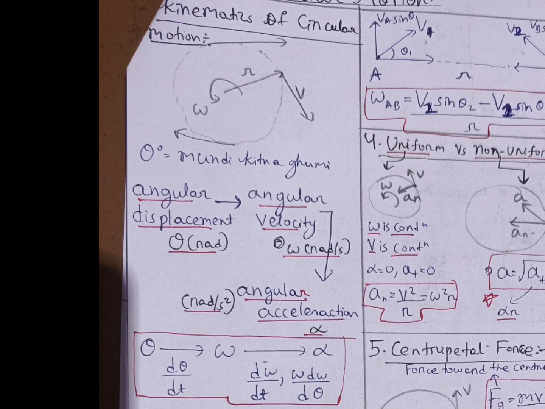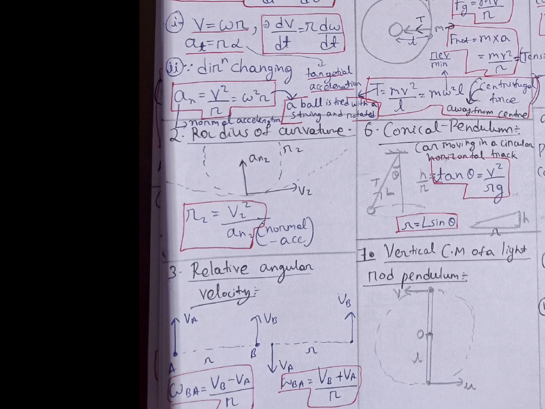Angular displacement theta in radian. d theta by dt is equal to angular velocity omega in radian per second. d omega by dt is equal to angular acceleration alpha in radian per second square. Alpha is equal to omega d omega by d theta. Velocity is equal to omega r. Tangential acceleration is equal to r alpha, dv by dt is equal to r d omega by dt. Direction change: normal acceleration is equal to v square by r, which is equal to omega square r.